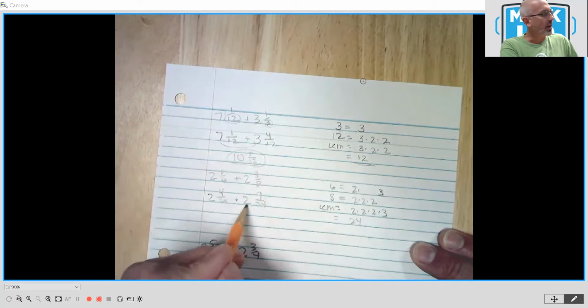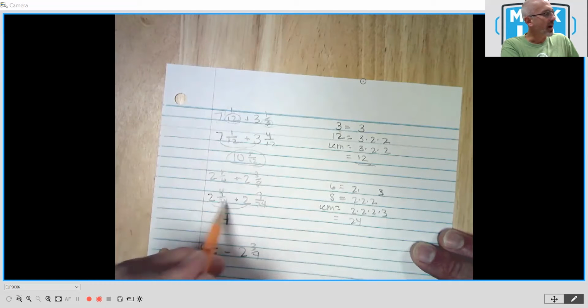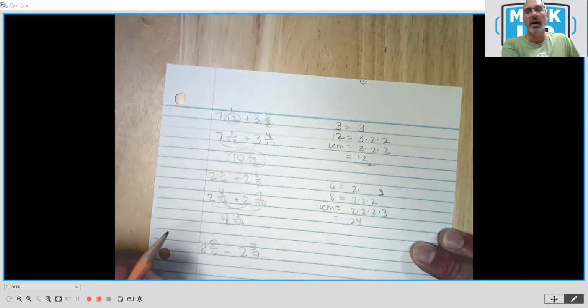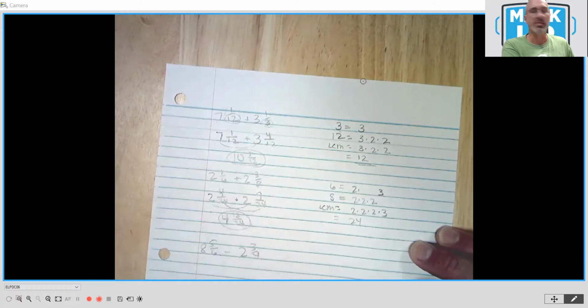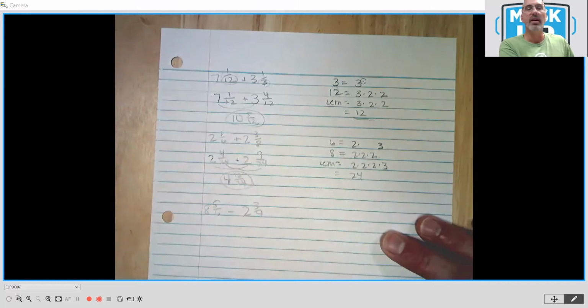So now we can add our whole numbers. We get 4. We add our fraction portions. 4/24 plus 9/24 is 13/24. And that is in simplest form. Let's try some subtraction. All right.